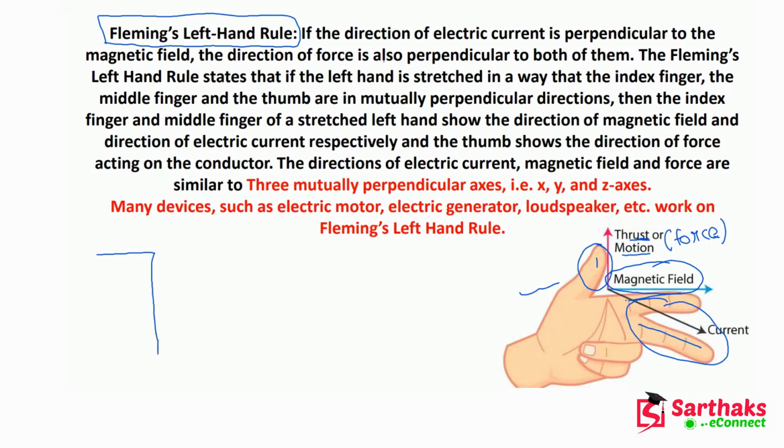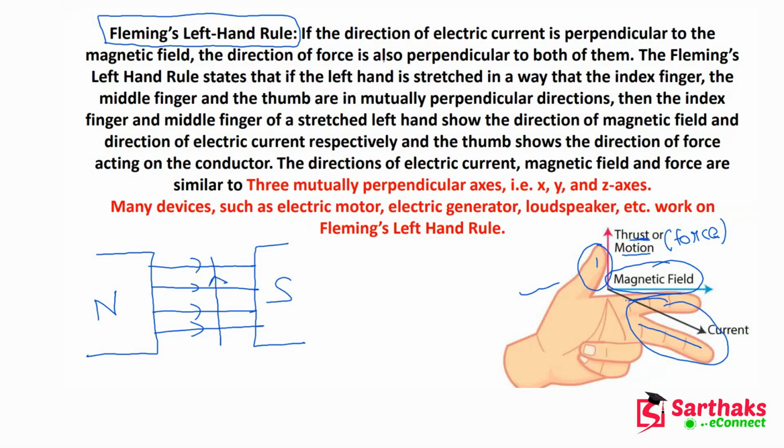Let's suppose this is your magnet. This is the north pole of the magnet, and this is the south pole of the magnet, and these are magnetic field lines like this. And this is your current carrying conductor. Now guys, what do you have to do? First of all, you have to keep your middle finger in the direction of current of your left hand. You have to remember this fact, because in exam students get confused. This is the left hand rule, so you have to apply this rule by left hand only.